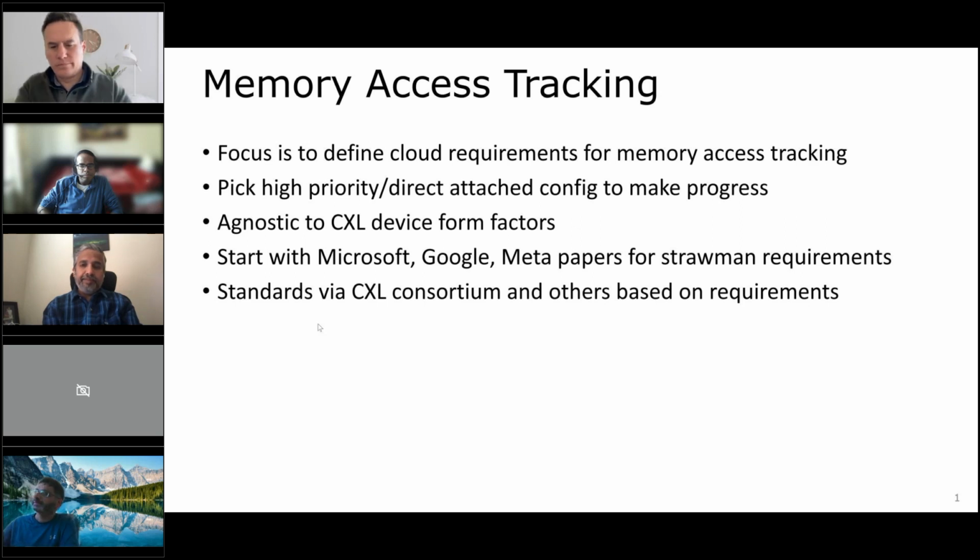All those things need to be comprehended. It doesn't mean they're not important, but from a priority perspective, let's start with something simple: a config where you have a CXL memory buffer attached to the server. How can we make these two things work better, from the tracking perspective, for effective tiering decisions? That's basically what I was trying to tell you in the second bullet.